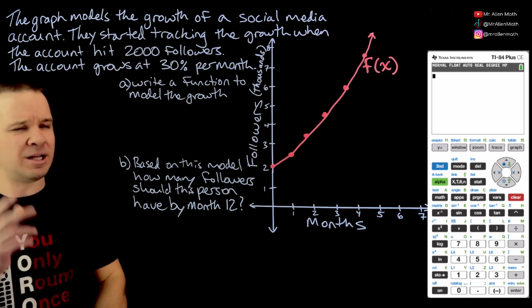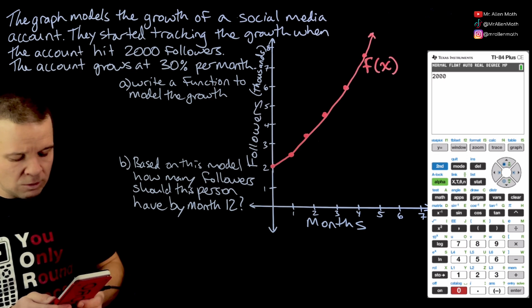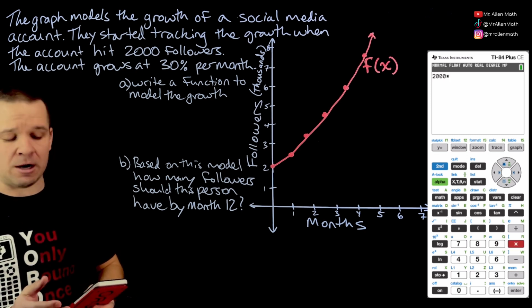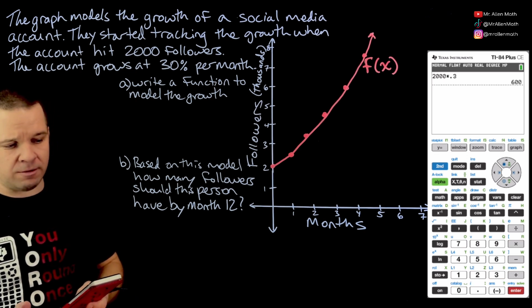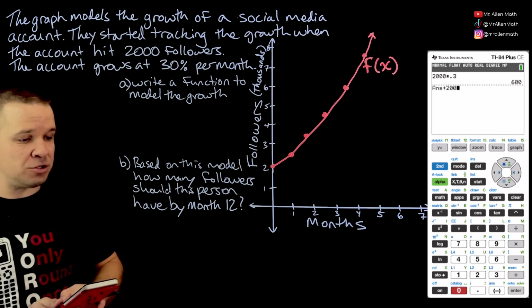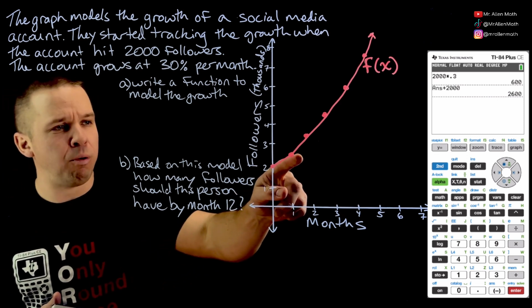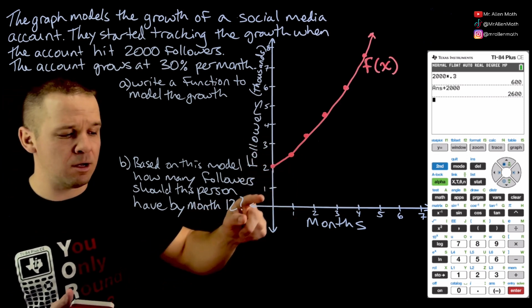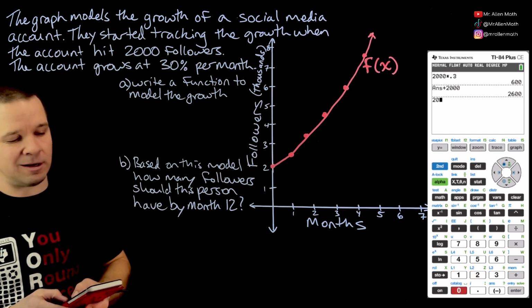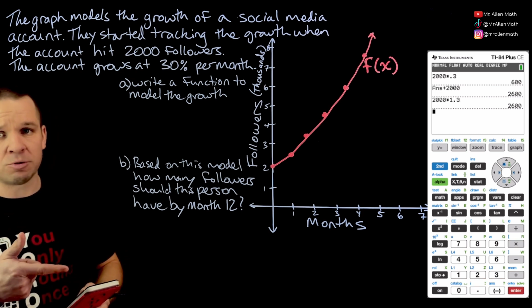Well, let's just type in some numbers here. If I have 2,000 followers and I increase by 30%, I can multiply by 0.3, which would give me 600, and then if I add the 2,000 to that, I'd be at 2,600, which is why we see a point right between the 2 and the 3 right here. Or, to make it a little bit easier, I could just multiply this by 1.3. That would also give me the 2,600.